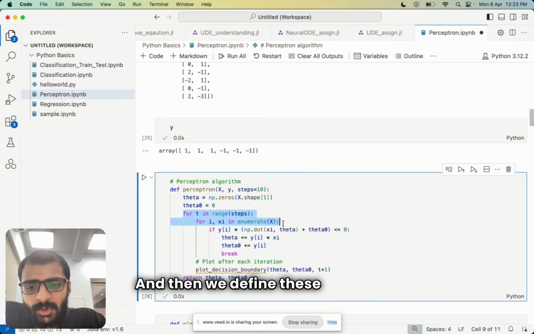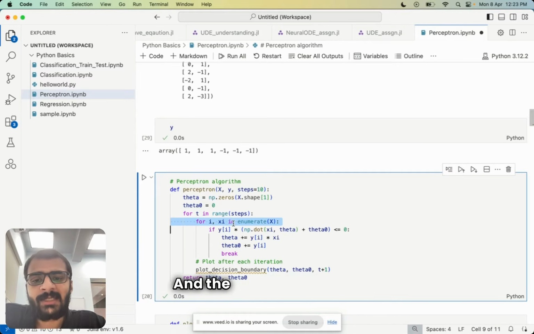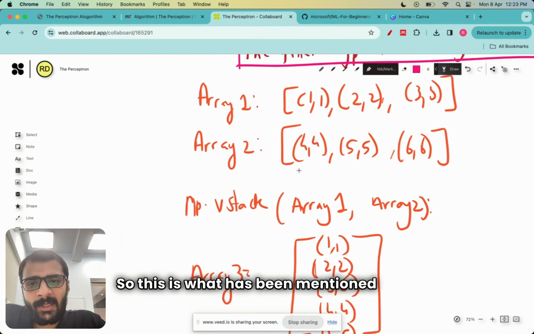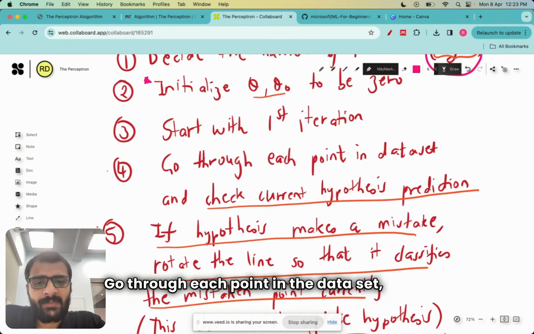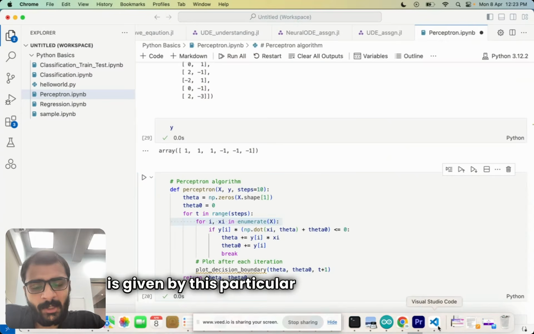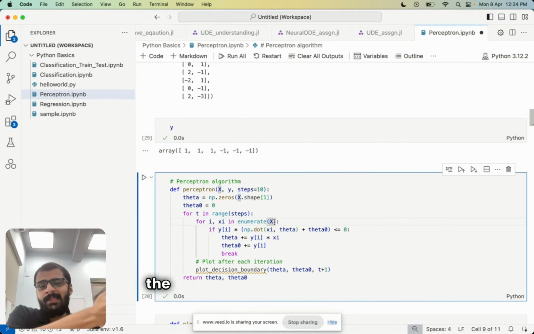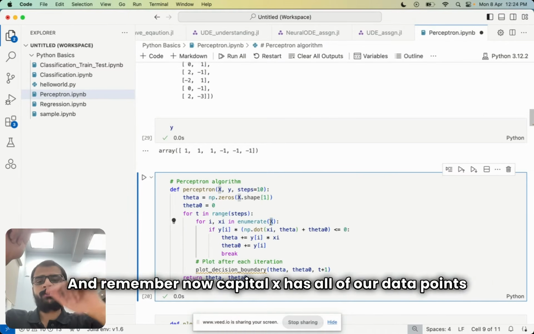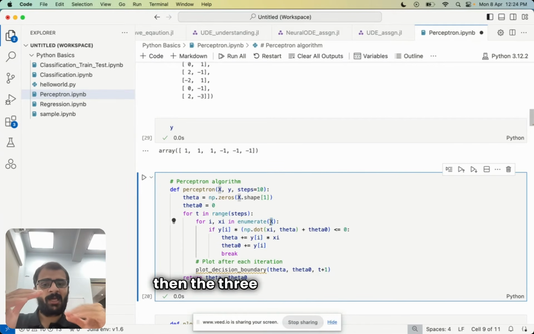Okay, and then we define these two loops. The first loop is do the number of iterations, which is equal to 10, and the second loop is go through every single data point. This is what has been mentioned here. Go through each point in the data set, which is given by this particular line of code. Enumerate capital X means that for the length of whatever is there in X, you go through every single point. And remember, now capital X has all of our data points stacked on top of each other: first the three positive points, then the three negative points.